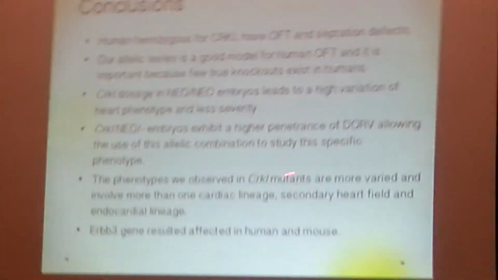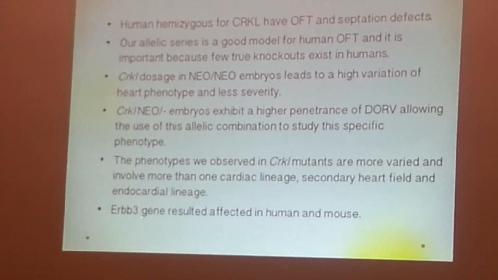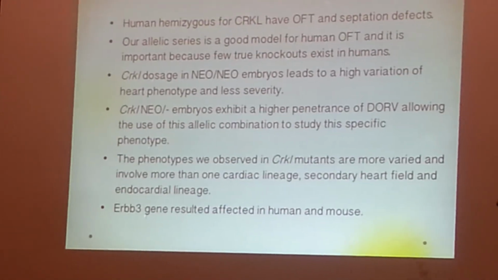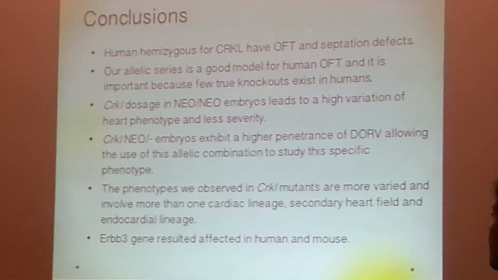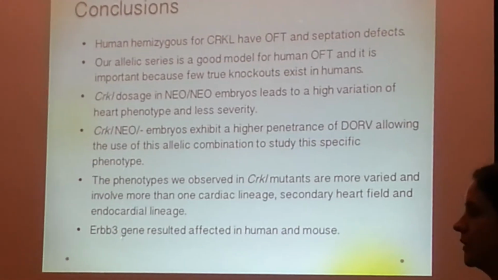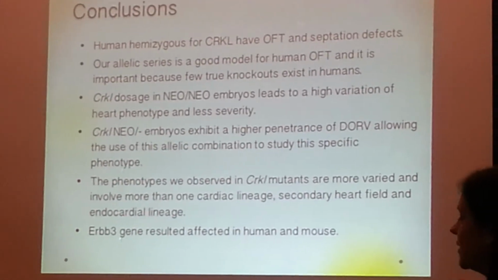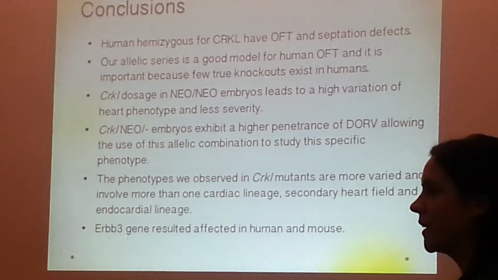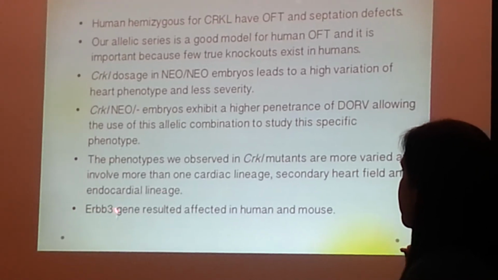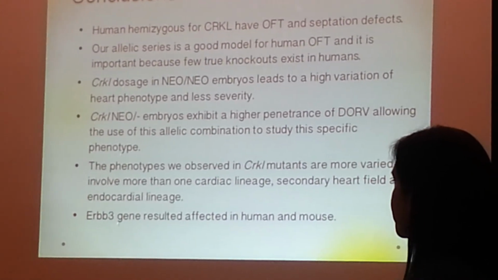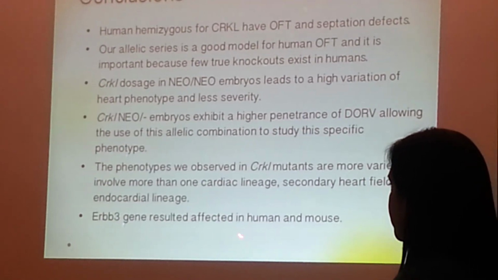The phenotypes that we observe in Crkl mutants are more varied and involve more than one cardiac lineage. We have seen muscle defects, mainly related to the right side, so we are going to think more about the secondary heart field and not the peripheral field. On the other hand, the valve defect is more related to the endocardial lineage, but it has never been described before, and the endocardial lineage is part of the peripheral field. ERBB3, part of the epidermal growth factor signaling pathway, is the gene found affected in both human and mouse.